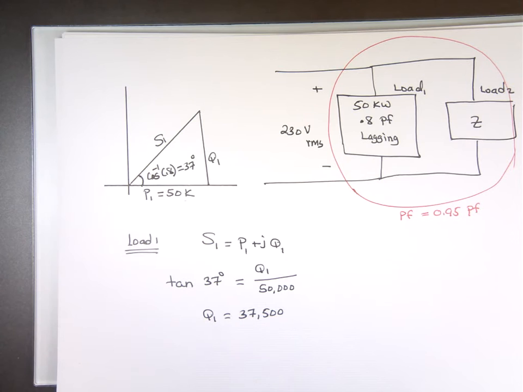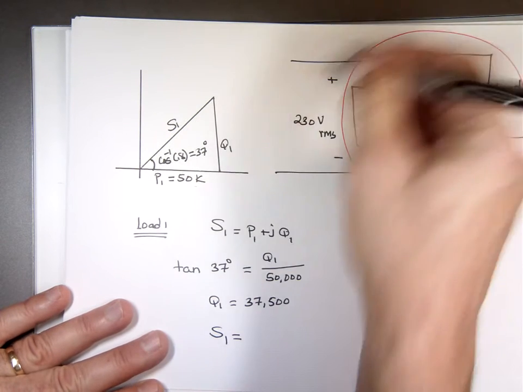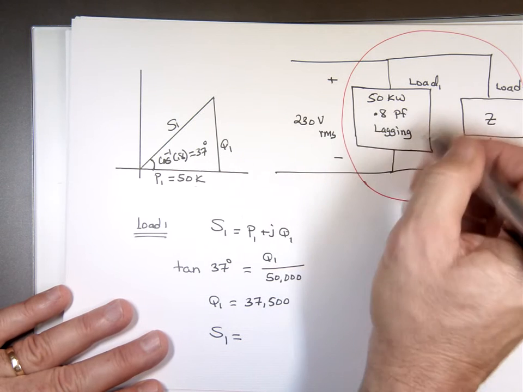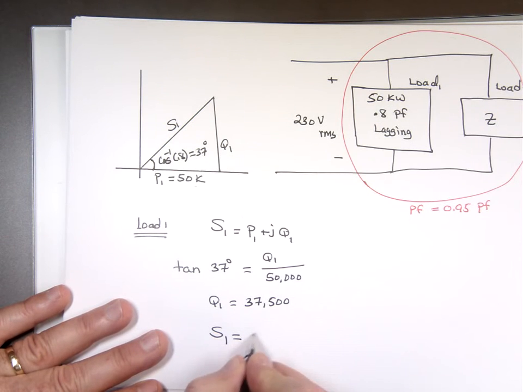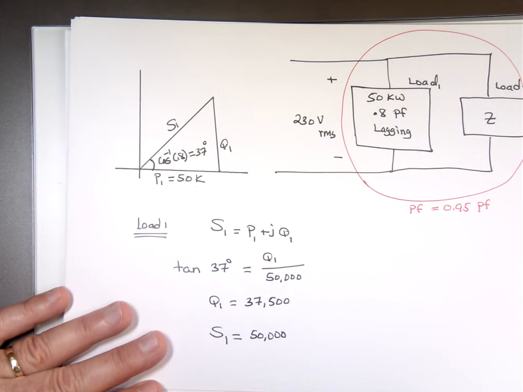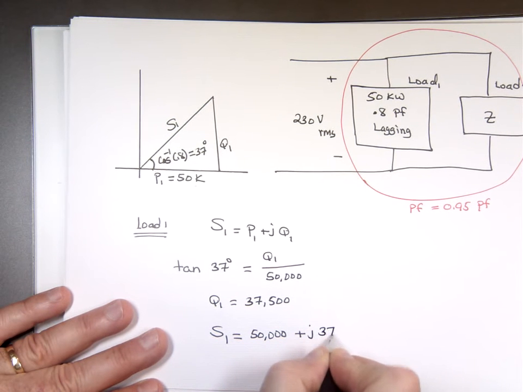So I know what S1 is equal to. That's the complex power for load 1. This is going to be 50,000 plus J 37,500.